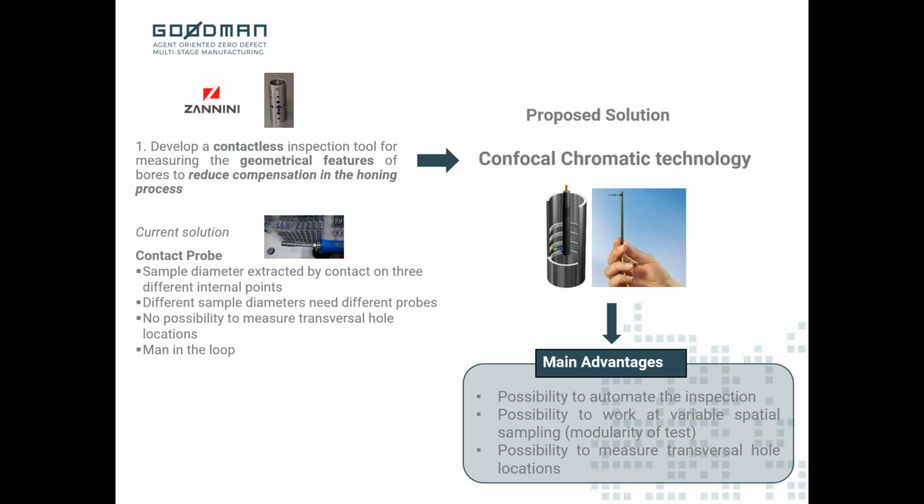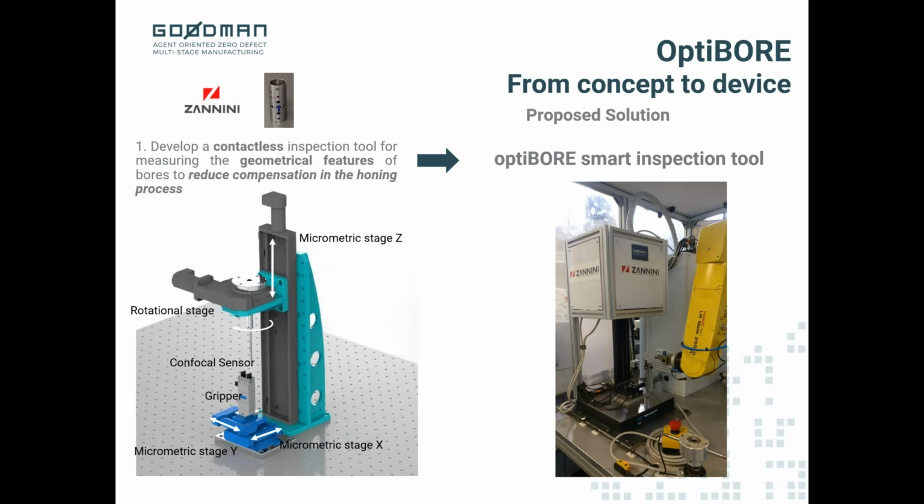There are several advantages in doing that. The possibility for sure to automate the inspection, the possibility to work at variable spatial sampling, so in this way ensuring the modularity of the test, and the possibility to measure the transversal locations. This is the conceptual device that we developed. So we have 4 stages ensuring vertical movement, a rotational movement, and a planar movement on the XY stages in order to ensure centering of the probe with respect to the part. On the right side of the slide, you can see the final installation of the system.